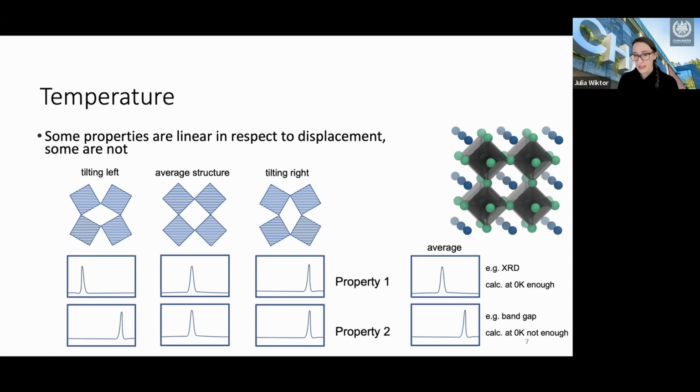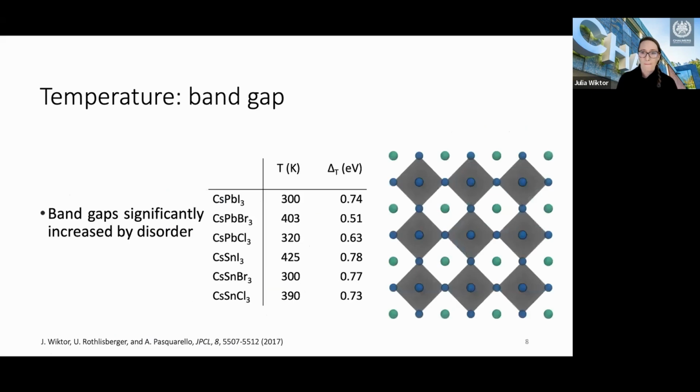And this is, for instance, the case for band gaps, a very basic property of a material. To show you how it works for halide perovskites, I have an example here of a study where we compared band gaps calculated at 0 Kelvin for cubic structures of all these compounds shown in the table, and compared them with values calculated from snapshots from ab initio molecular dynamics run at various temperatures at which the cubic phase is stable.